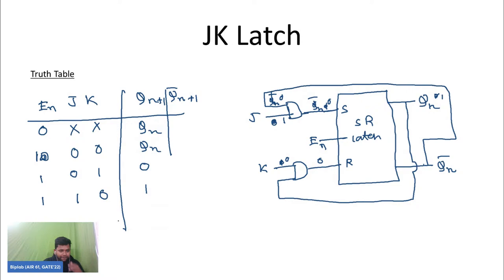Now 1 1. In this stage, this is where the JK latch differs from SR. Till now, the outputs we have written are the same in SR also. Now this is where it differs. So the intermediate state, we use it here. How do we use it? Let me show you that.